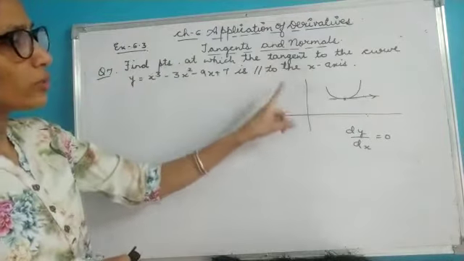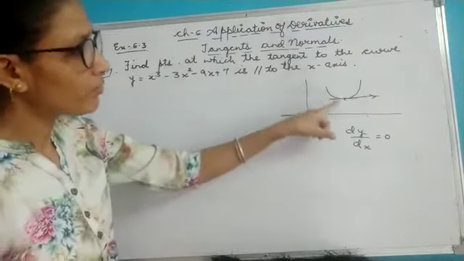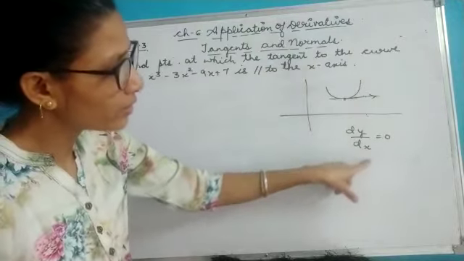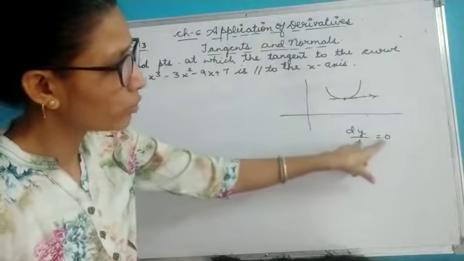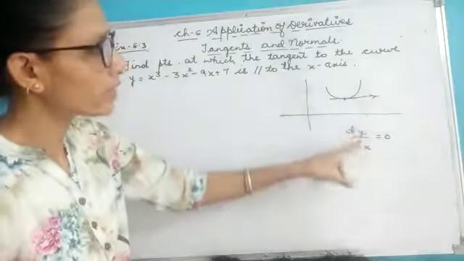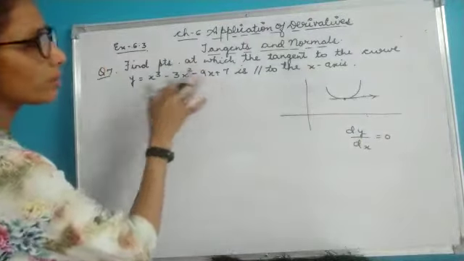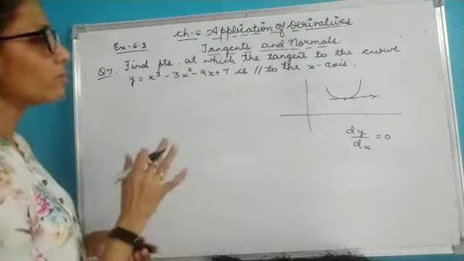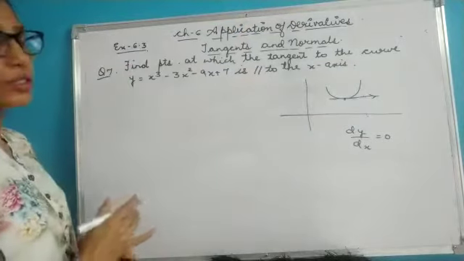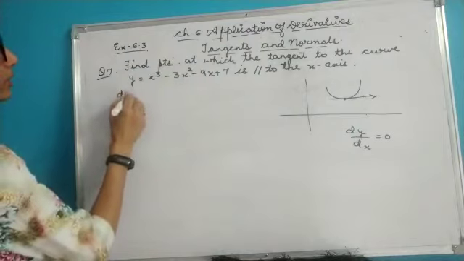Indirectly in the question, it is asked to find the points where the change in y with respect to x is 0. If the tangent is parallel to the x-axis, that means dy by dx equals 0. So first of all, this is the given equation of the curve. First of all, we'll find dy by dx.